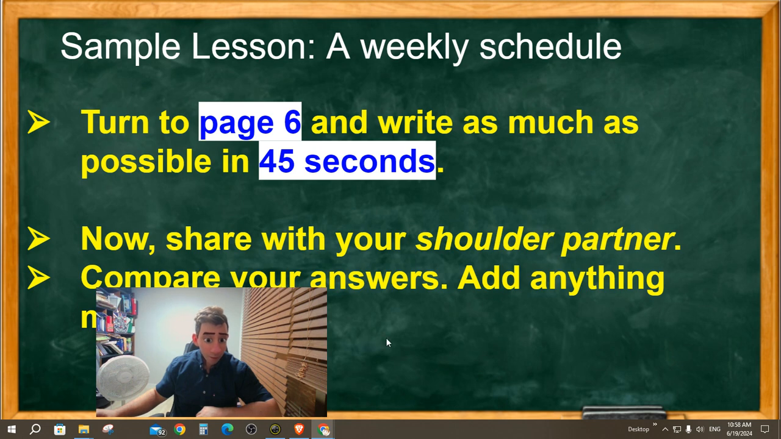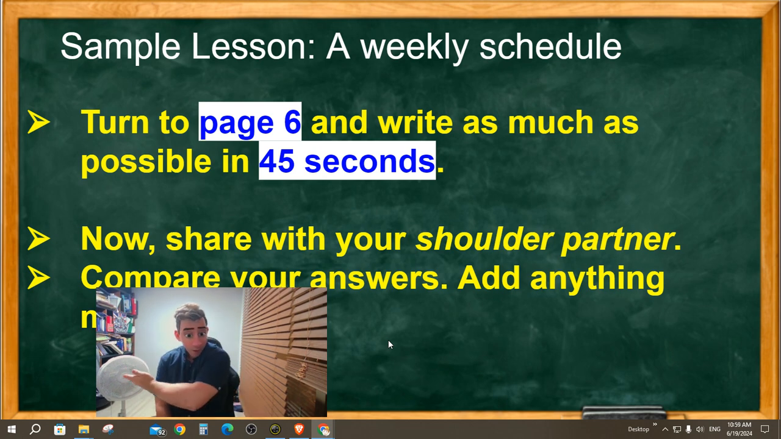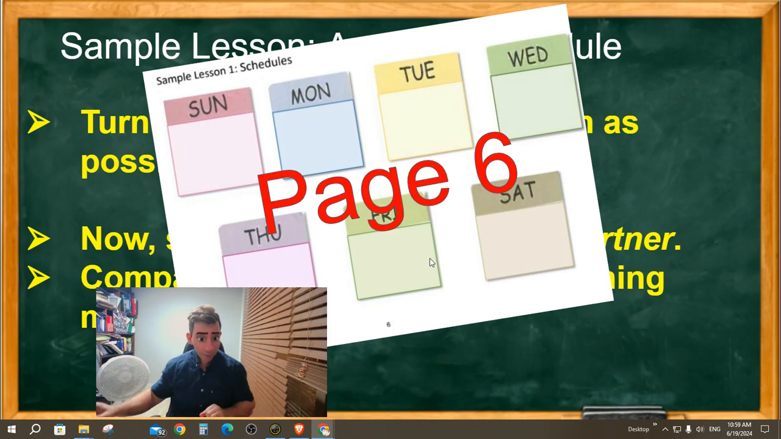Ding, time's up. Now please share with your shoulder partner. Compare what you have. Help each other if you're missing something. Oh, hang on, S1. Who are you sharing with? Shoulder partner. Point to your shoulder partner. There you go. This person, right? The one next to you. Very good. Help each other out. Page 6.